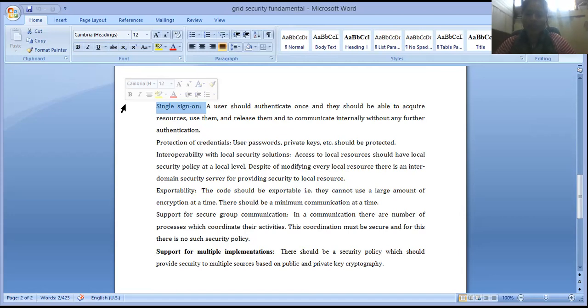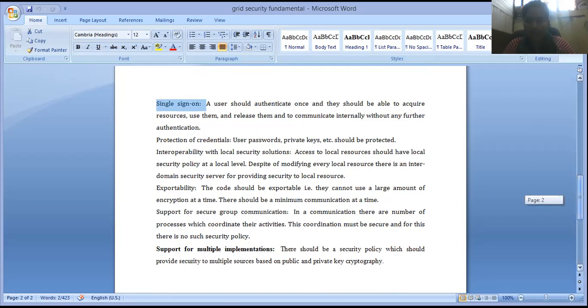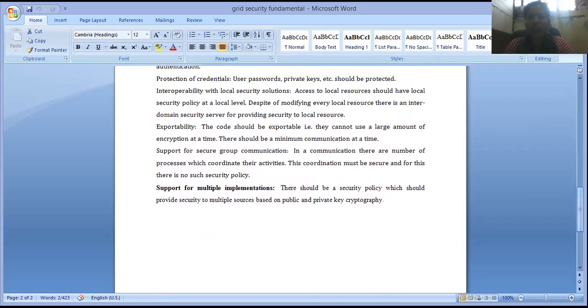This also supports multiple implementations. Isn't it? There should be a security policy which also provides security to the multiple resources which you are using, which is based on your public or private encryption. And this public and private encryption is a type of key which is used to encrypt and decrypt the data during access by individuals, to protect the confidentiality or the integrity of that data. Okay. Thank you.